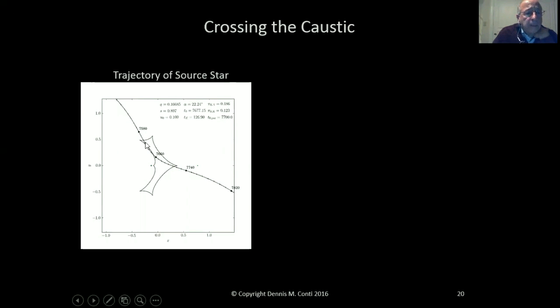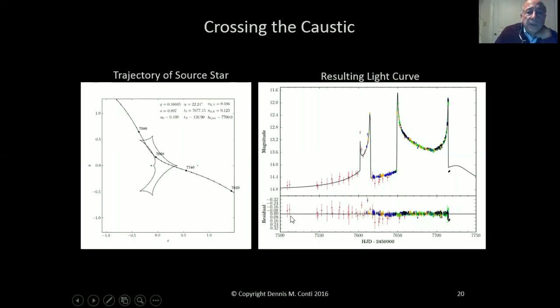Now again, what you would expect is that when it hits this critical curve, there's going to be an increase in magnitude. So there's going to be a magnification. Then when it goes into the caustic, it's going to be somewhat magnified, but again, it's going to hit another part of the critical curve. There's going to be an amplification. It's going to go out of the caustic. It's going to come back in. So you're going to see different spikes here as you go through this caustic. In fact, this caustic and this path was derived from the light curve that you see here.